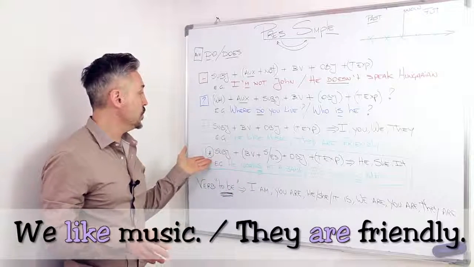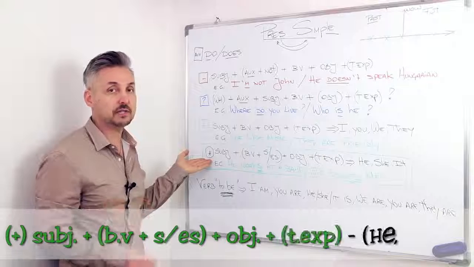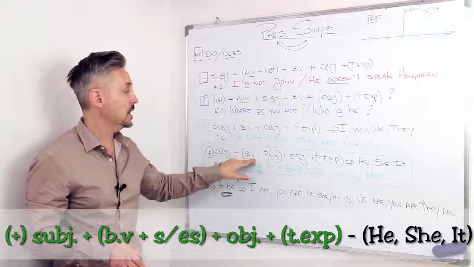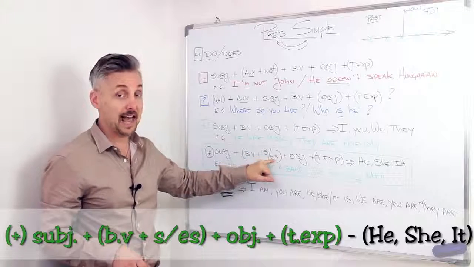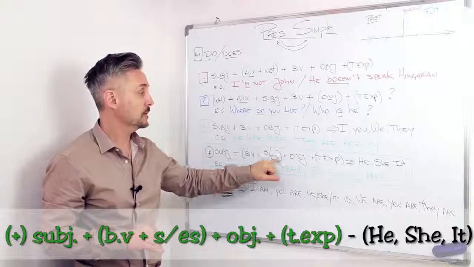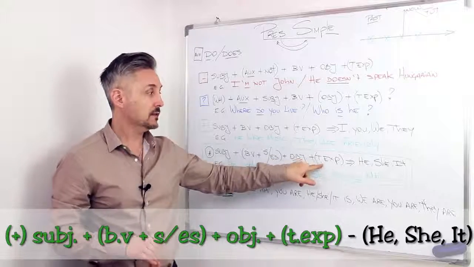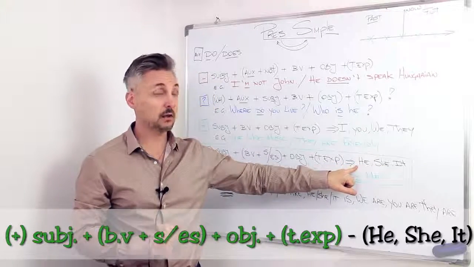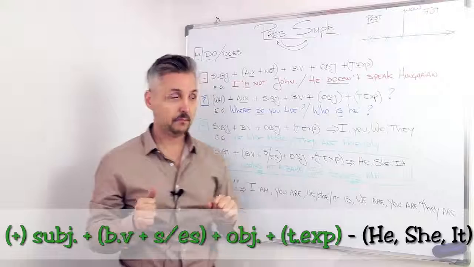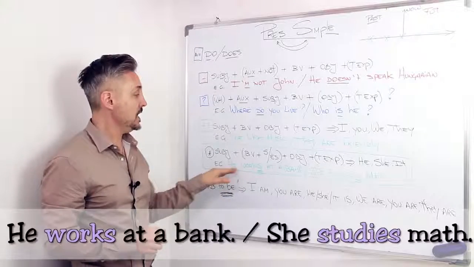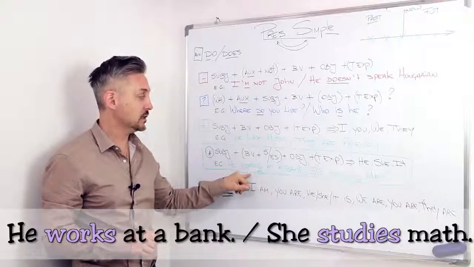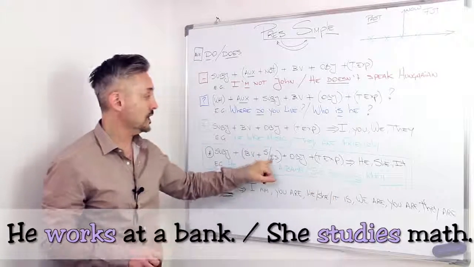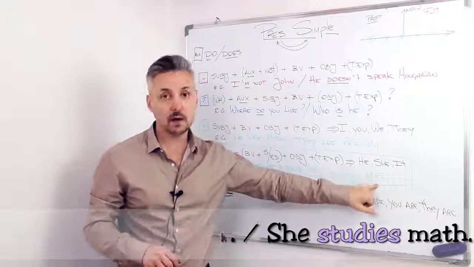Now, if you look at the third person singular, we have the subject, then the base of the verb, then we add s or es depending on the verb you're using. Then the object, then the time expression sometimes, and I noted here this is for the third person singular, he, she, or it. So, the example, he works at a bank. Or the other example, she studies, with es, she studies math.